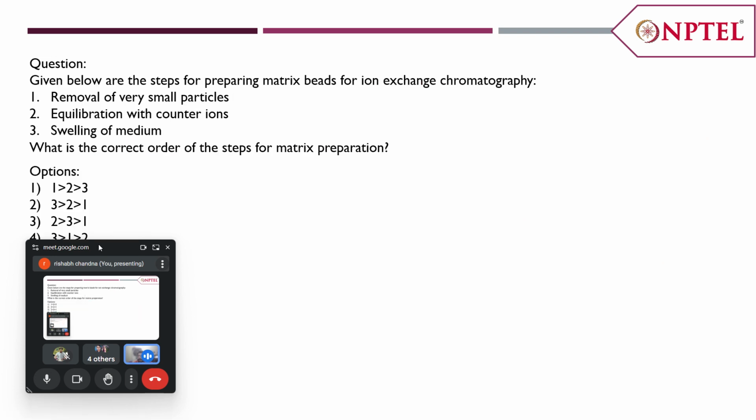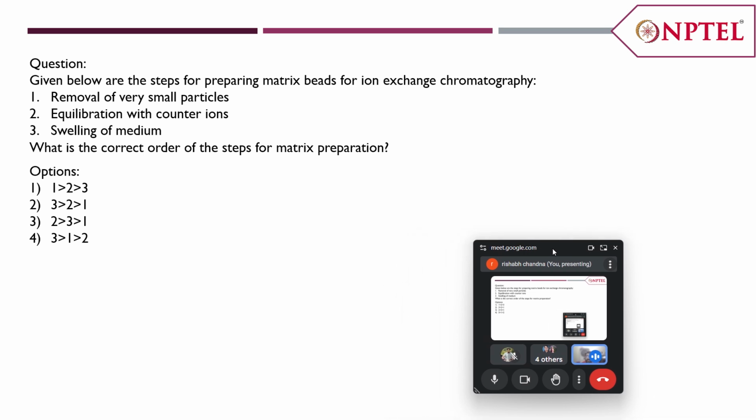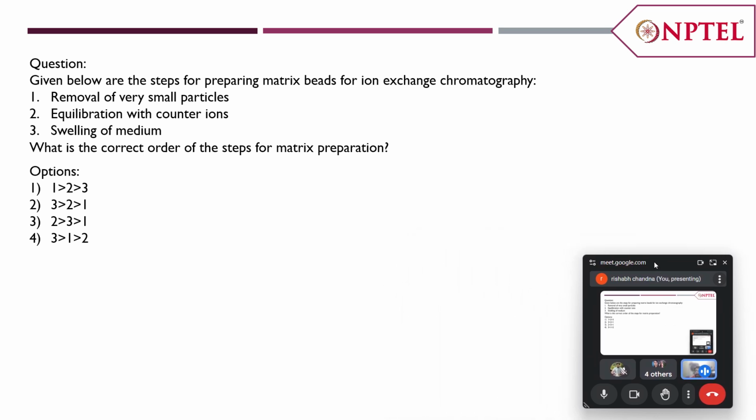So, given below are the steps for preparing matrix beads for an ion exchange chromatography. We have to make it in a correct order. The first is removal of very small particles, then equilibration with counter ions, and then swelling of medium. So, what can be the correct order for these particular steps in ion exchange chromatography?